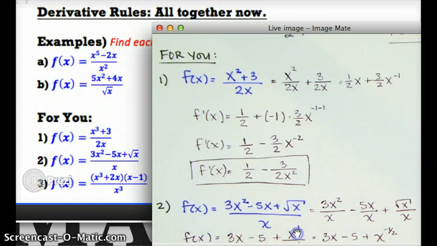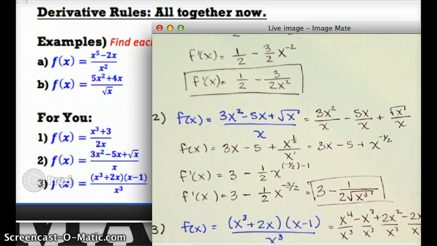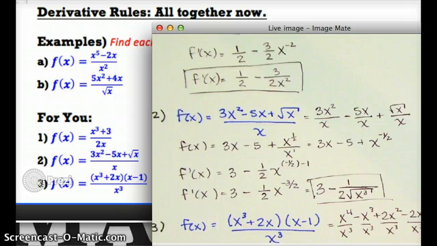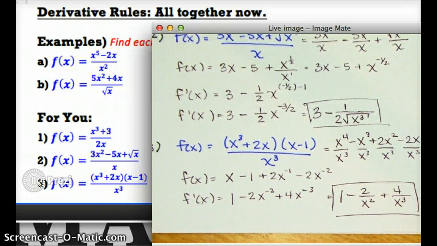Awesome. Here's the work for number 1. I'm going to just move through the answers here, so if you need to look at it for longer, please do press pause. Make sure you know where everything comes from. And number 2. And then number 3. Squeezing it in right here.